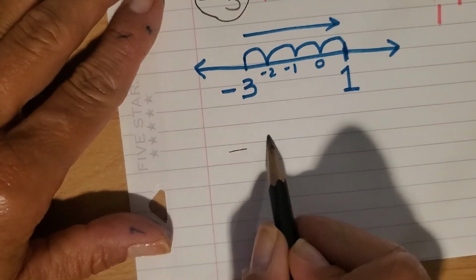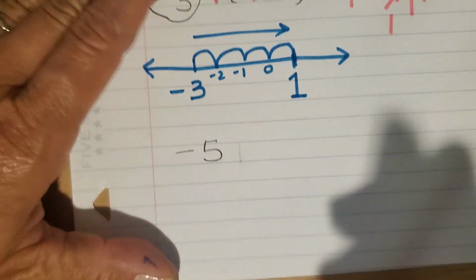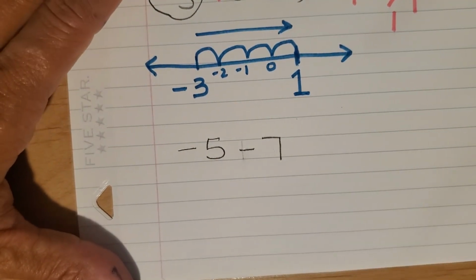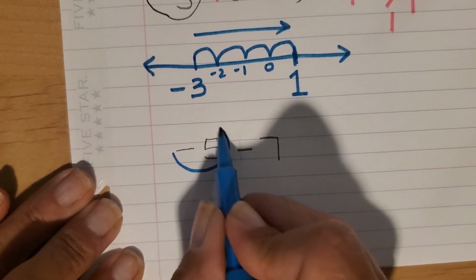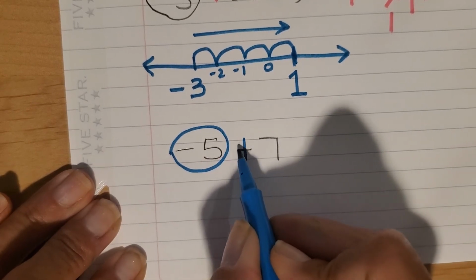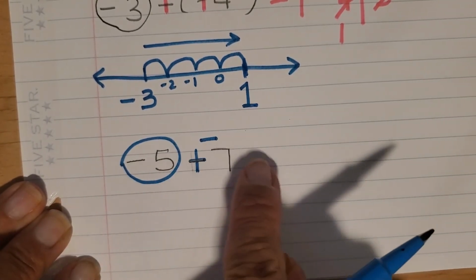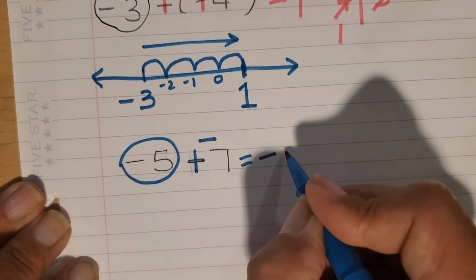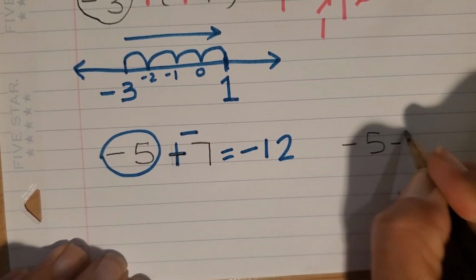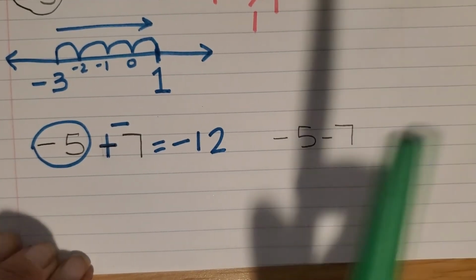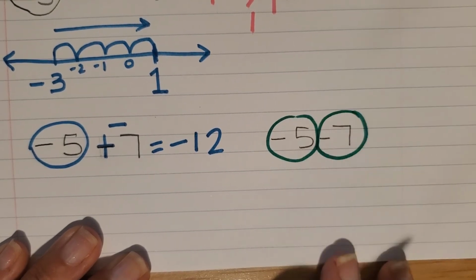What if we had -5 minus, hold on, I'm going to erase that, -7. Once again, you can either keep this term the same and change this to its opposite, and then I'd have -5, -7. That would give me negative 12, or negative 5 minus 7. Here's another way to look at it. You have your first term here, negative 5. You have your second term here, negative 7.